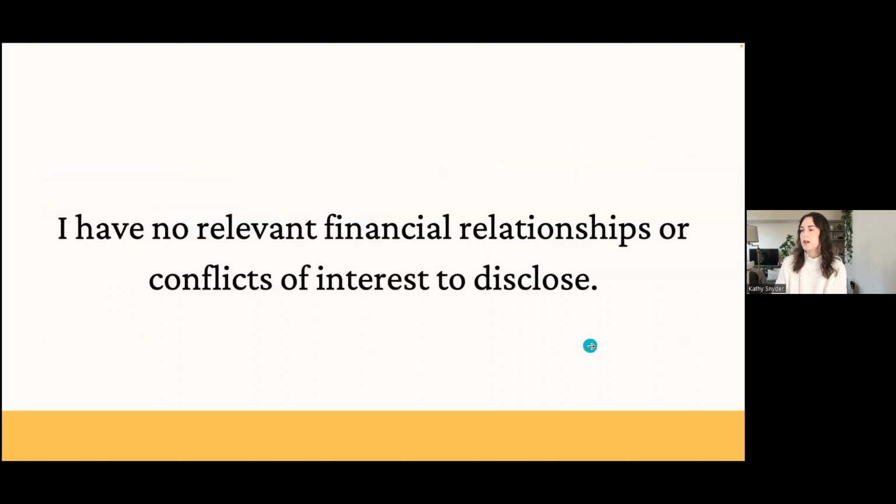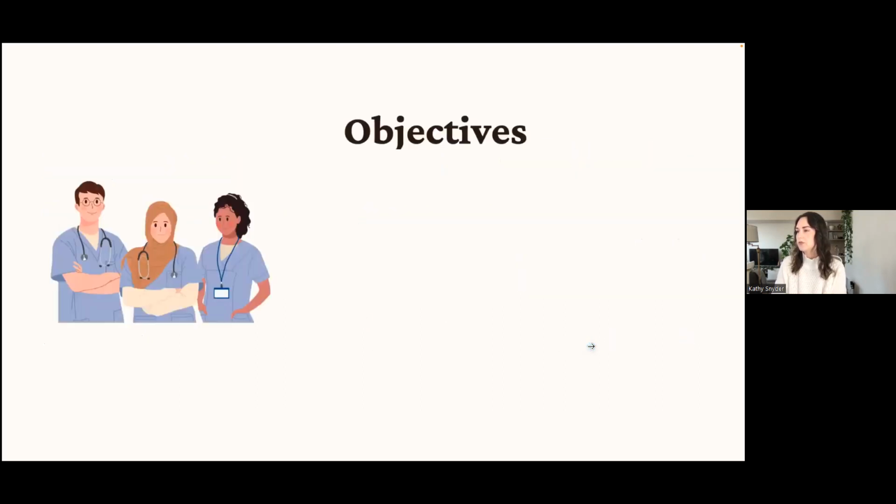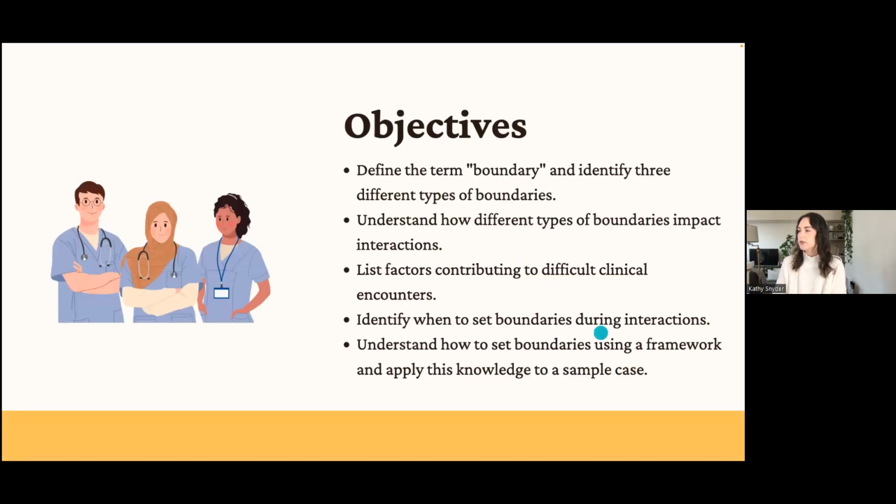And so I don't have any conflicts of interest disclosures. A couple of objectives. So first and foremost, define what a boundary is, identifying the three different types or styles of boundaries, how setting boundaries impacts our clinical interactions, and list factors contributing to difficult clinical encounters, identify when we should be setting boundaries, and then understand how to use them and how to apply them to a clinical case.